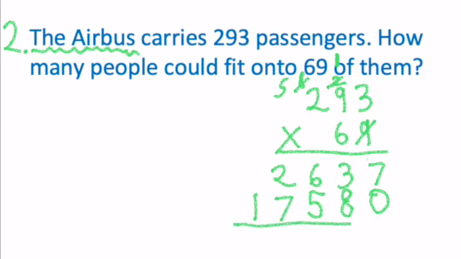So now we're going to add. 7 add 0 is 7. 8 add 3 is 11. Carry the 1. That makes 5 add 1 is 6. 6 add 6 is 12. Carry the 1. 7 add 3 is 10. Carry the 1. So it's 20,217 passengers on 69 Airbus planes.